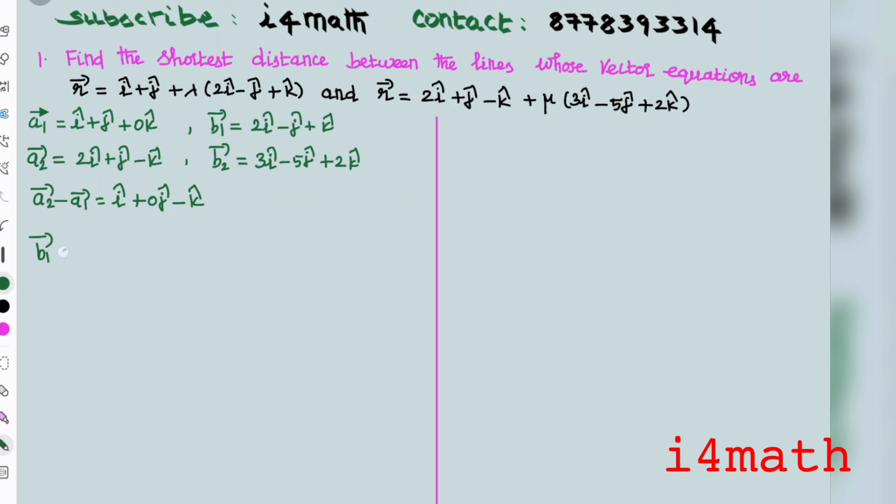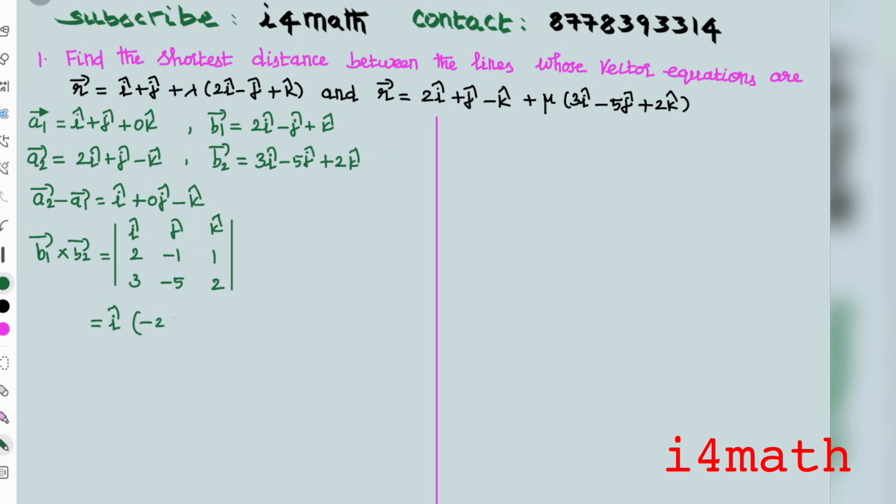So after finding a2 vector minus a1 vector, let us find b1 vector cross b2 vector. That is the cross product between these two vectors, b1 vector and b2 vector. In the first row we have to write i cap, j cap, k cap, and in the second row we write the components of b1 vector, and in the third row the components of b2 vector, that is the scalar components of b1 vector and b2 vector, in the second and third rows of the determinant. Now let's find the value of this determinant.